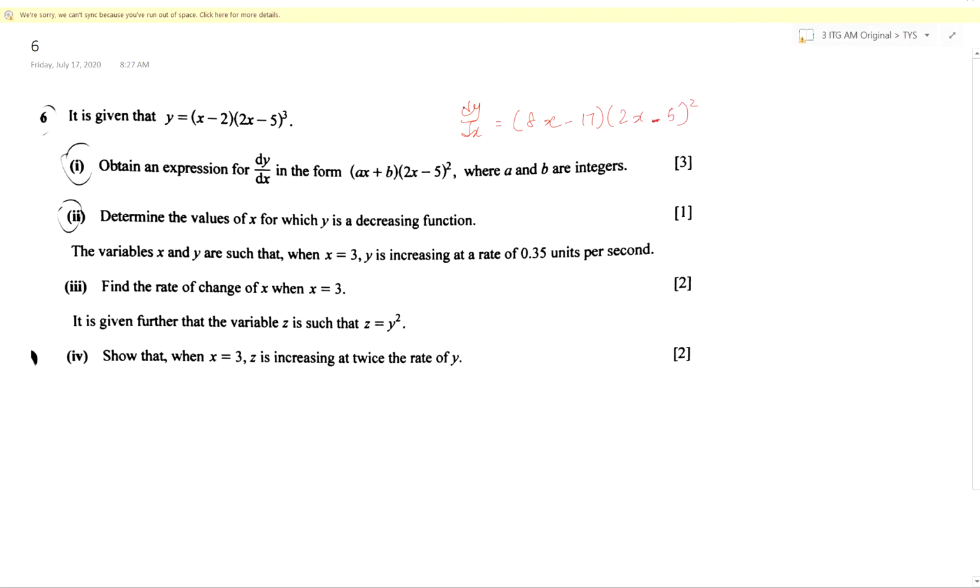Now I'm more interested in the second part because they want us to find the range of values of x, or rather the values of x for which y is a decreasing function. We have to interpret this as dy dx less than 0. When the gradient is negative, it means the tangent line is sloping down, and that would imply that the graph is actually decreasing. So we set dy dx to be less than 0, and we examine what we have over here for dy dx. So dy dx is made up of a product. We've got 8x minus 17 multiplied by 2x minus 5 with a square.